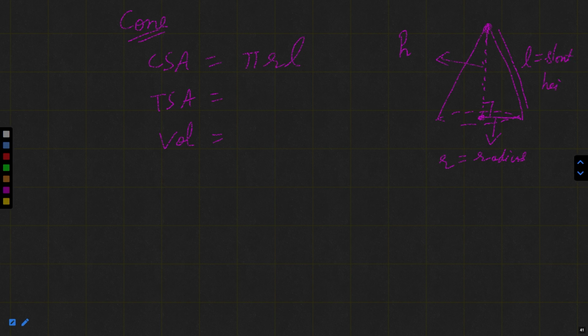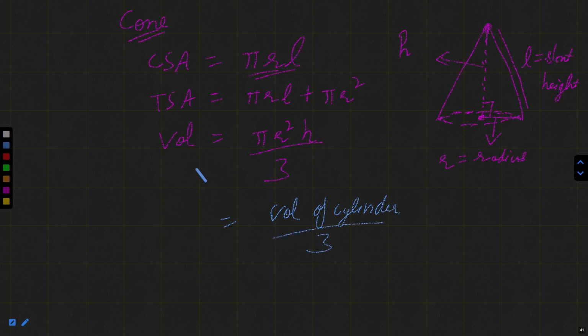Slant height. Okay, so pi r L, and the total surface area is pi r L plus the area for this circle, which is pi r square, and the volume is pi r square h divided by 3. If you recall, the volume of a cylinder divided by 3 is the volume for the cone. I hope this is understood.